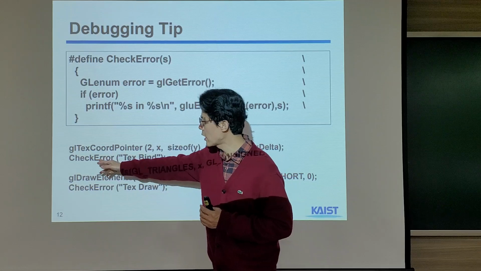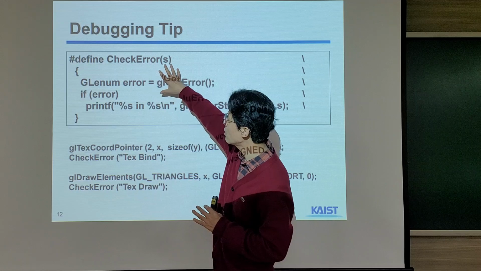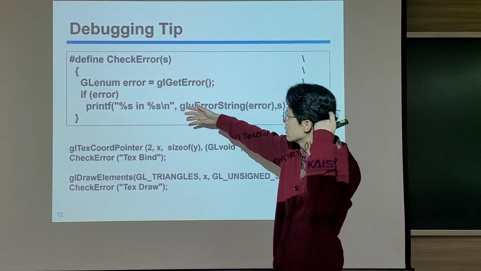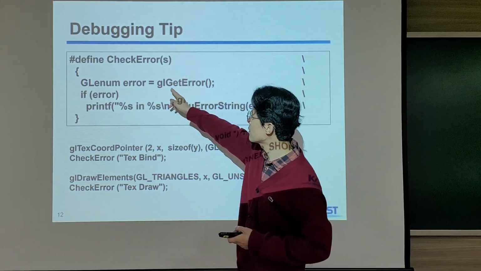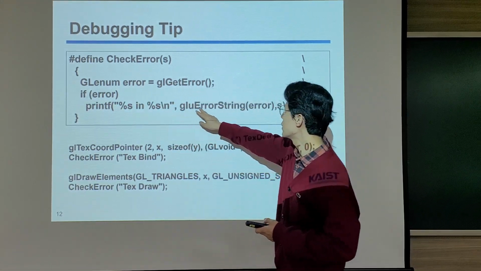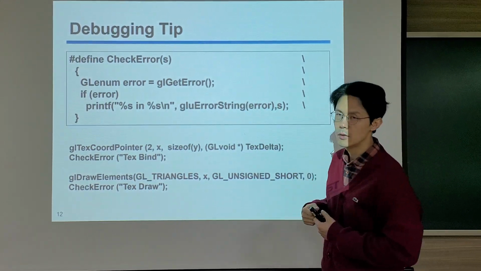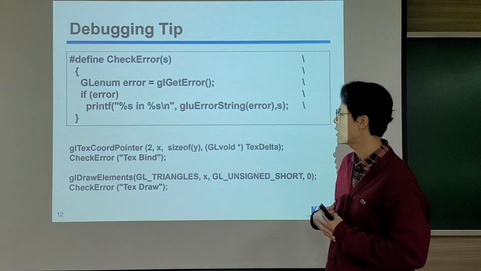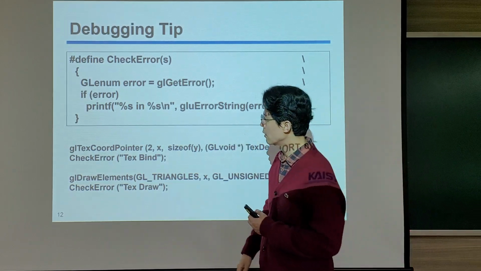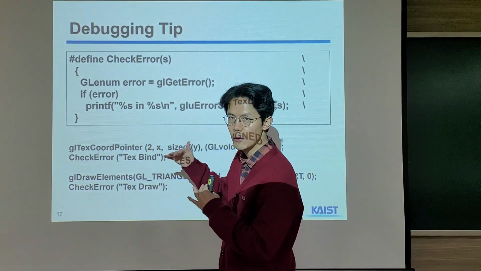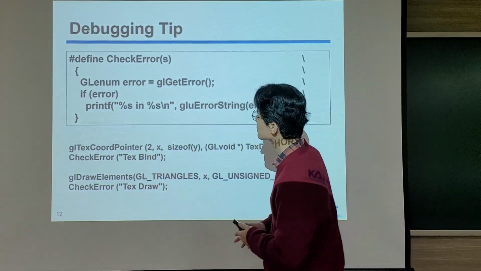Then you need to check the error. Here I defined this with a macro, and in the macro it just asks what error you might get, and it returns some sort of error number. If we need to translate this error number into an error string, then you can get the information about what kind of error you actually ran into by calling this one. So every time you call some new OpenGL API, you can check the error like this.